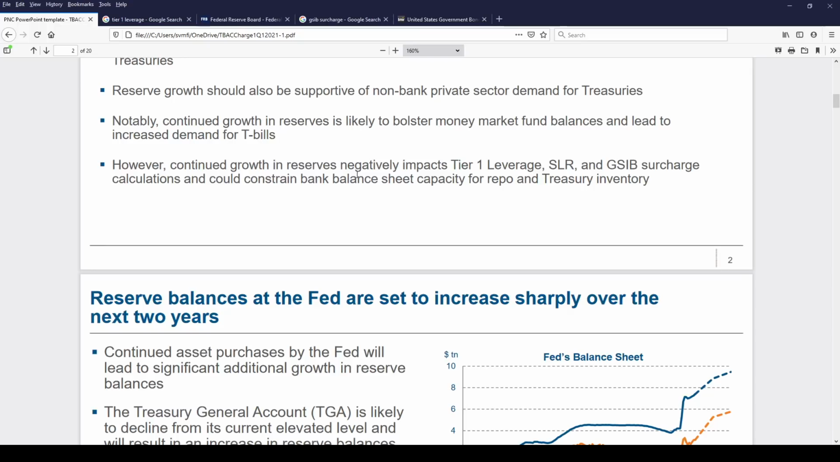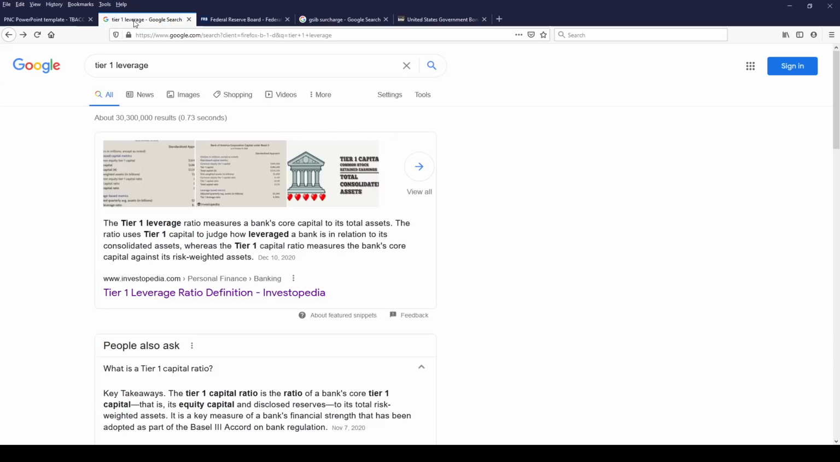However, continued growth in reserves negatively impacts Tier 1 leverage, SLR, and GSIB surcharge calculations and should constrain bank balance sheet capacity for repo and treasury inventory. So what is Tier 1 leverage? Well, Tier 1 leverage ratio measures a bank's core capital to its total assets. The ratio uses Tier 1 capital to judge how leveraged a bank is in relation to its consolidated assets, whereas the Tier 1 capital ratio measures a bank's core capital against its risk-weighted assets.